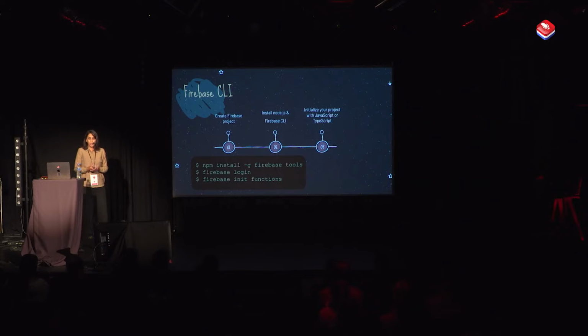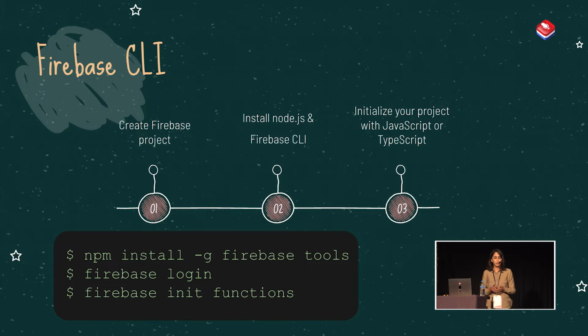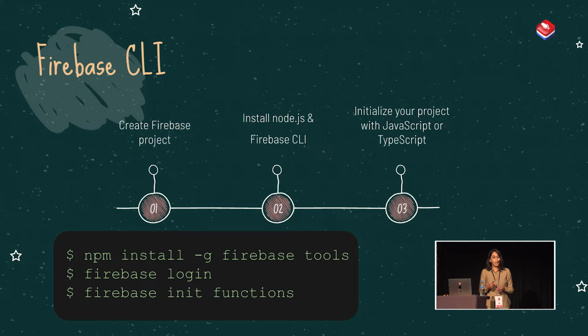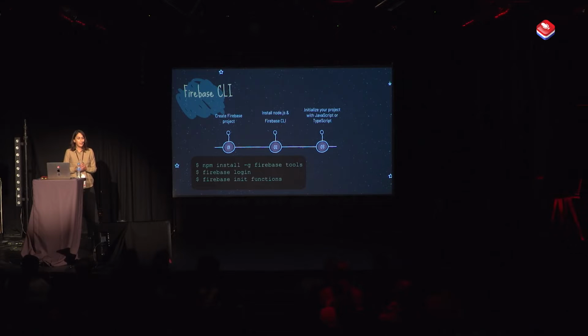But what I would suggest is to use the Firebase CLI. In order to do that, you need to create a Firebase project or use one that you already have. You need to install Node.js and the Firebase CLI on your machine. And you need to initialize your project with JavaScript or TypeScript. Ooh, I know, don't sweat. There's nothing that a Swift engineer cannot handle. You can do all of this with basically 3 lines of code in the terminal.